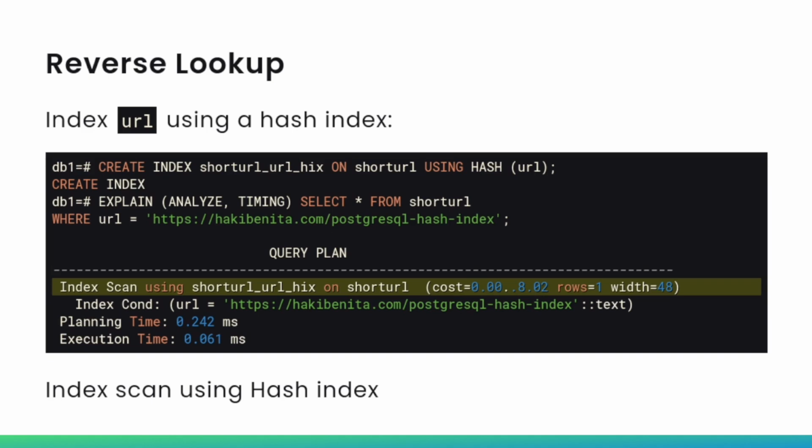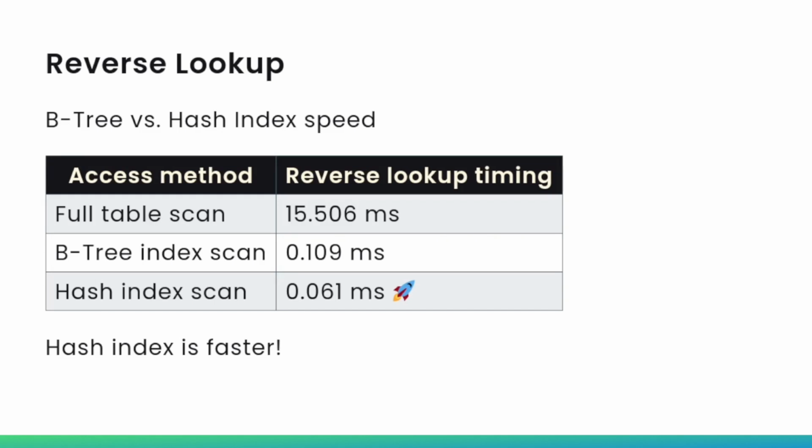But, and that's one of the points here, look at the execution time. Okay, let me show you the table. Look at the execution time. So a B-tree index was 0.1. A hash index was 0.06. Okay? So a hash index was actually faster in this case than a B-tree index.